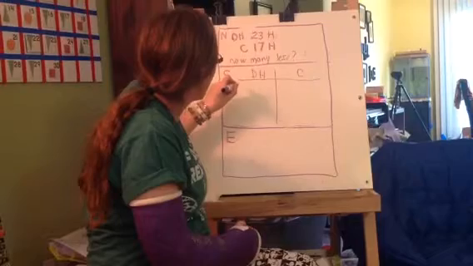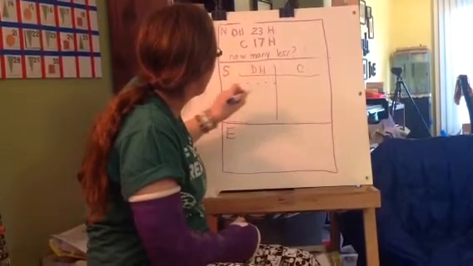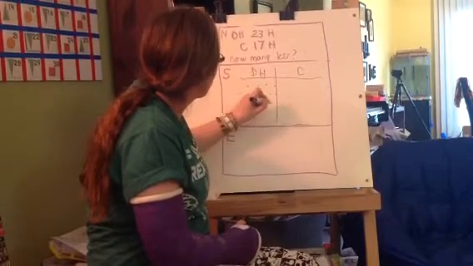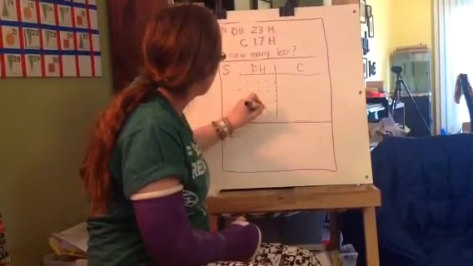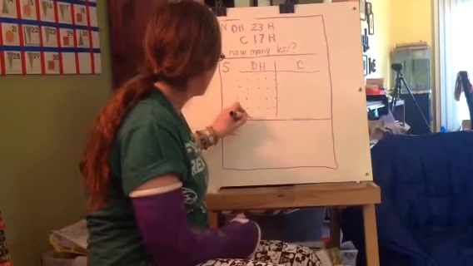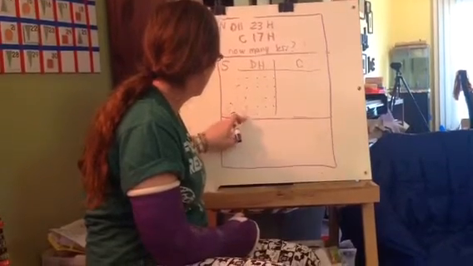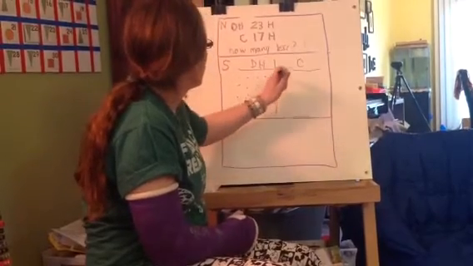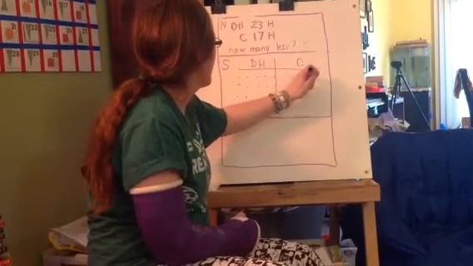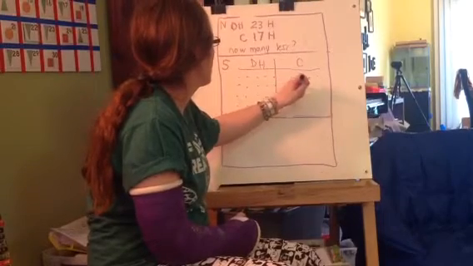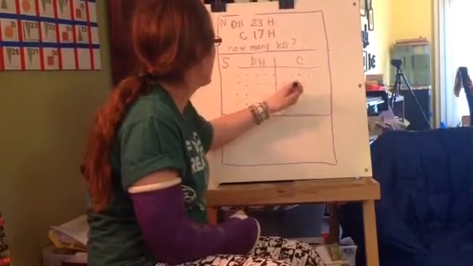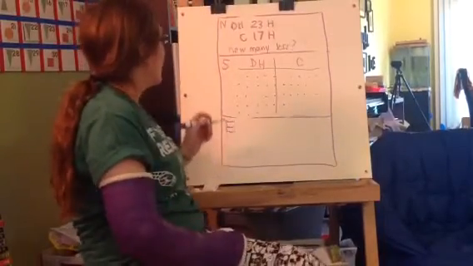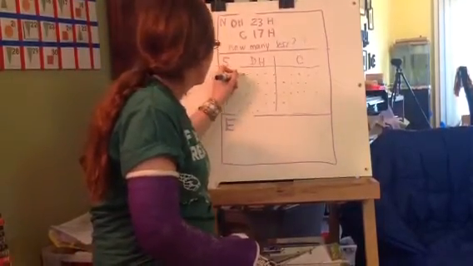Dylan has 23. 1, 2, 3, 4, 5, 6, 7, 8, 9, 10, 11, 12, 13, 14, 15, 16, 17, 18, 19, 20, 21, 22, 23. And Cameron has 17. 1, 2, 3, 4, 5, 1, 2, 3, 4, 5 makes 10, 11, 12, 13, 14, 15, 16, 17. All right, I'm going to cross out what's the same.